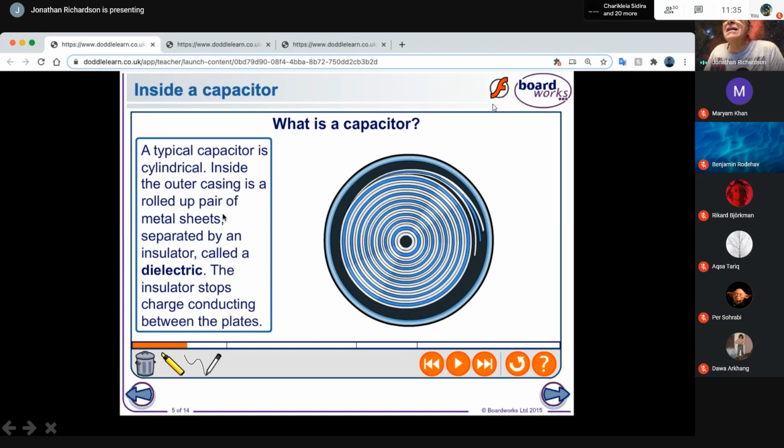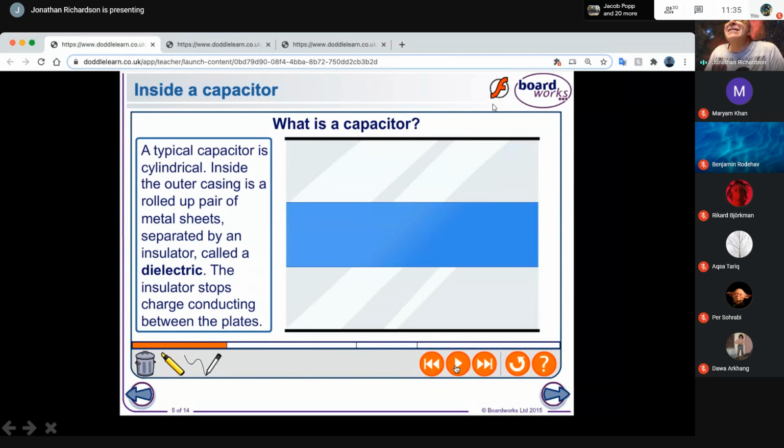And as you can see, inside the outer casing is a rolled up pair of metal sheets. Now, an experiment that I wanted to do for you, and which we tend to do in class, I'll set that up to show you a video of that in a couple of moments. But we can view that and see just how that capacitor works. So if we go in theory, what we've now got is 1 sheet of metal, a 2nd sheet of metal, and an insulator in between them.